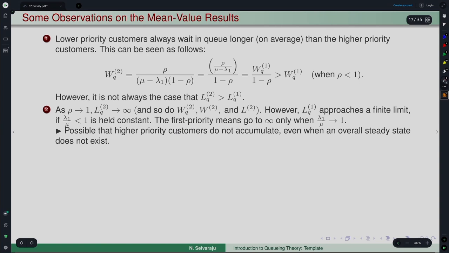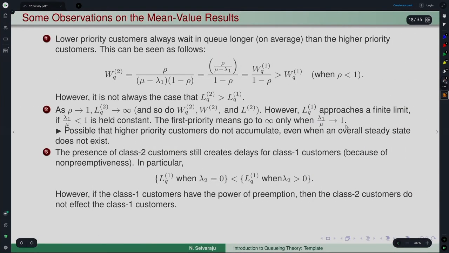This means that the first priority quantities go to infinity only when this tends to 1. What it means is that it is possible that the higher priority customers do not accumulate even when the overall system steady state does not exist, meaning the overall system size is exploding. Even then, it is possible that you have a system where the higher priority customers do not accumulate. They exhibit, in some sense, a steady state, a stable behavior.